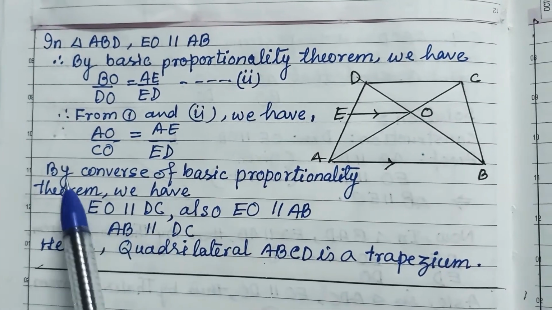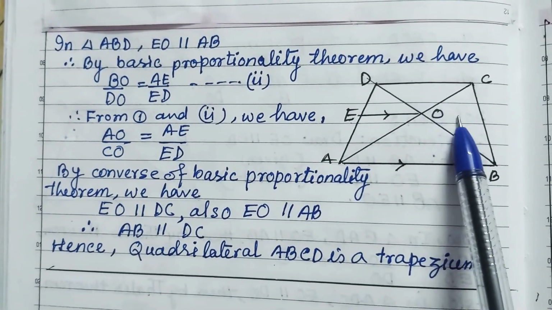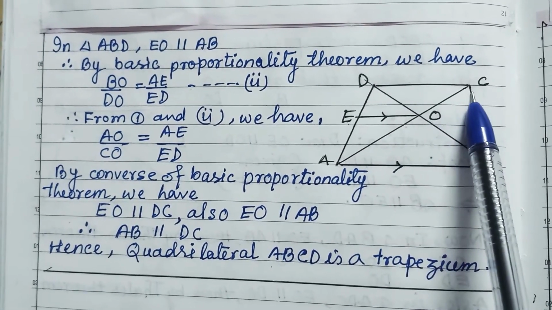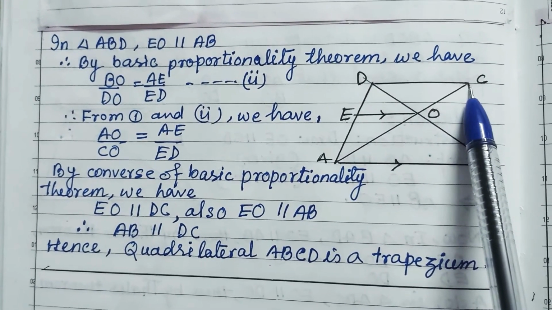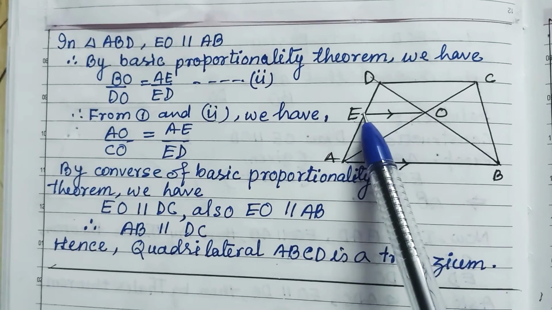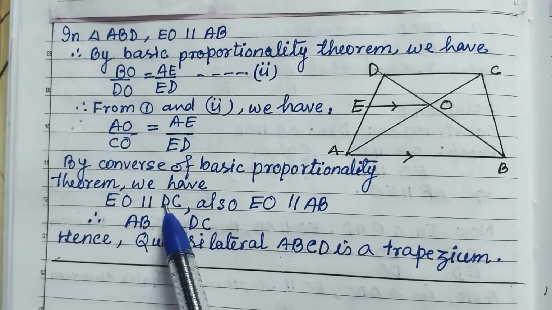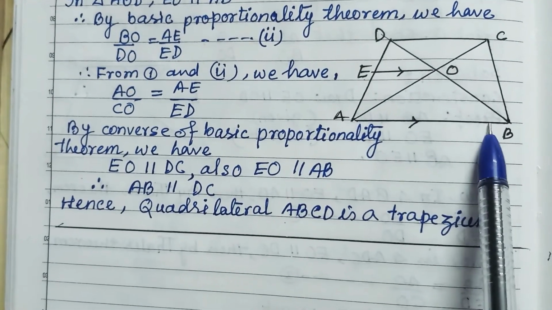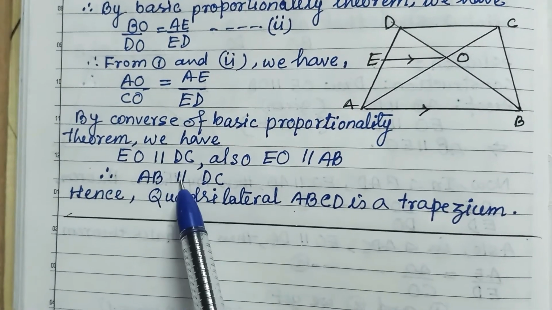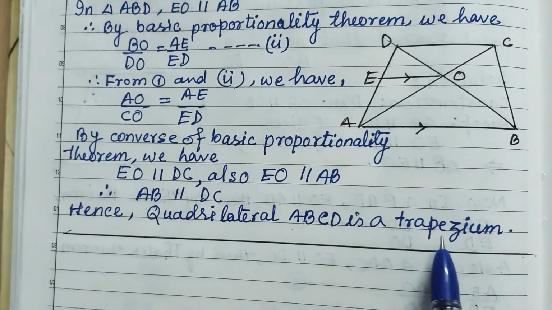Now by the converse of the Basic Proportionality Theorem, AO upon CO is equal to AE upon ED means in this triangle EO is parallel to DC. These two are parallel, and EO is parallel to AB. That means these three are parallel to each other. So you can write AB is parallel to DC. Hence quadrilateral ABCD is a trapezium.